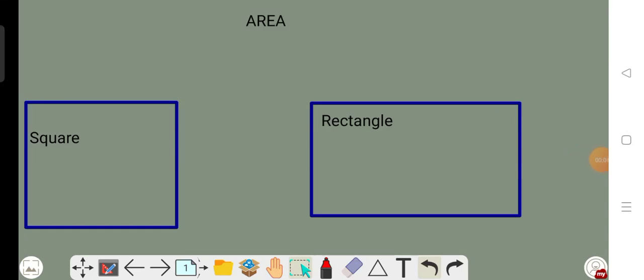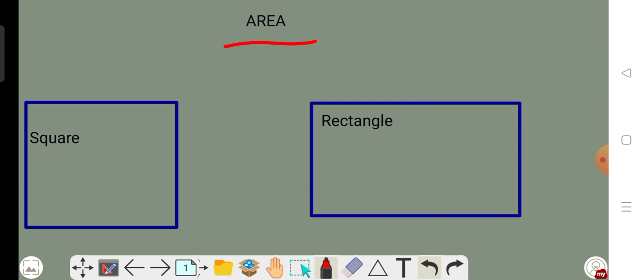As you all know, in the previous videos we have completed our exercise 13.1. The 13.1 exercise is all about the perimeter of the different shapes. Okay. Now your next topic is area. In this video we will discuss the area of different shapes, and how we calculate the area of different shapes. Okay.